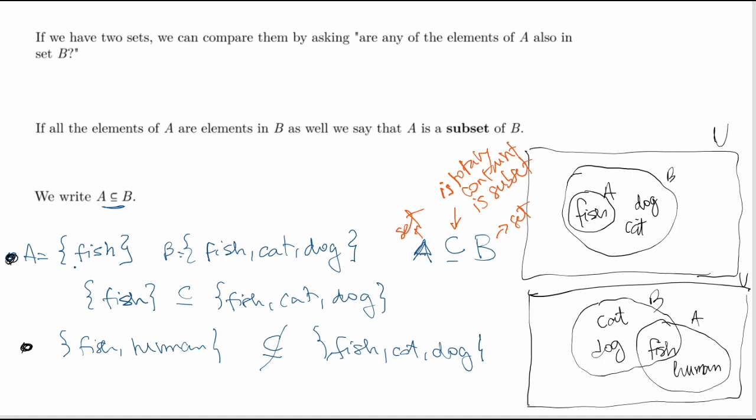Okay, this is a bit different from the is element, right? Remember that we saw the is element. You have an element on the left-hand side. So for example, we could say, well, fish is an element of set A. Okay, so this is element.